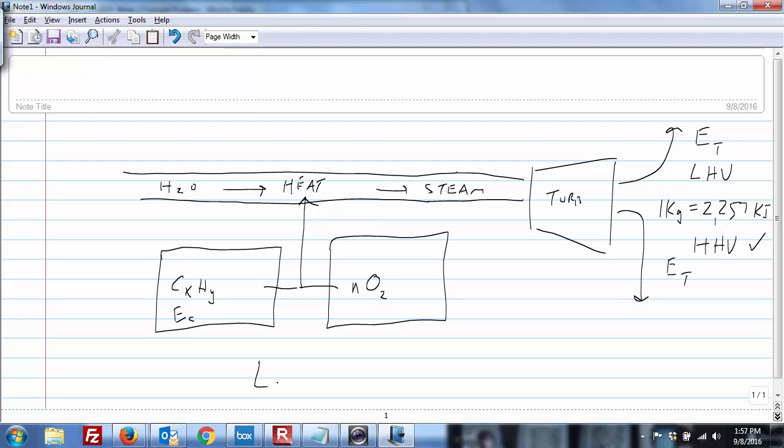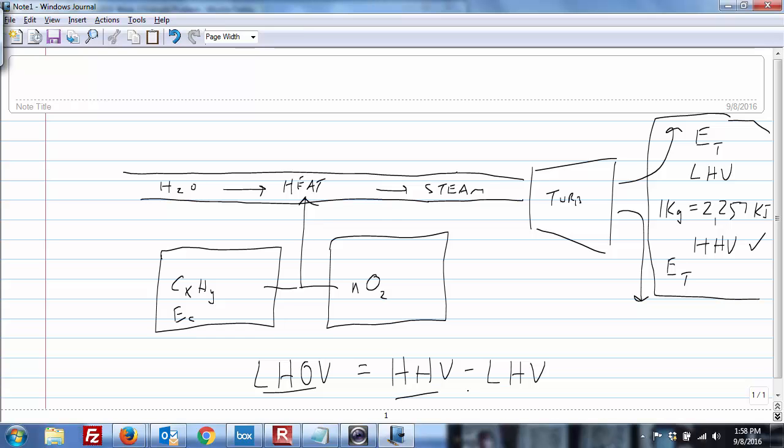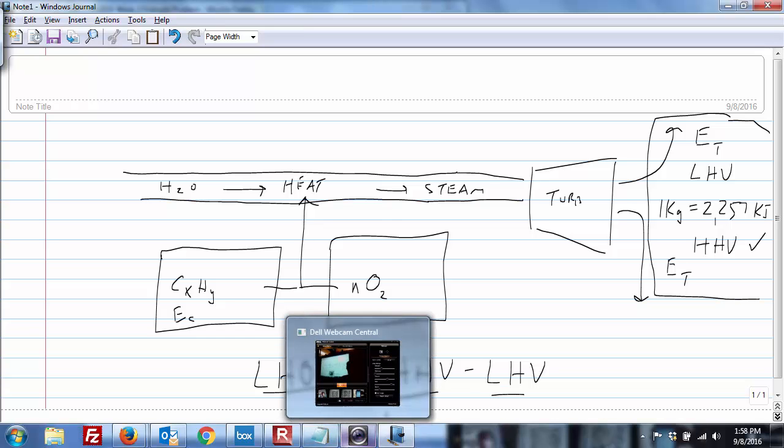So I'll just write it like this: latent heat of vaporization equals the higher heating value minus the lower heating value. So what I've sort of drawn here in this little graphic, I've just written mathematically. Latent heat of vaporization equals the higher heating value minus the lower heating value.